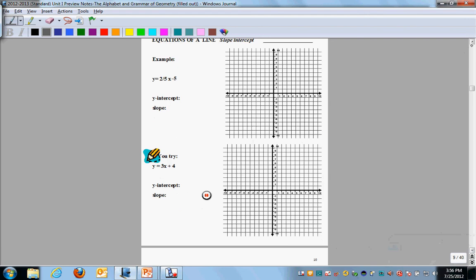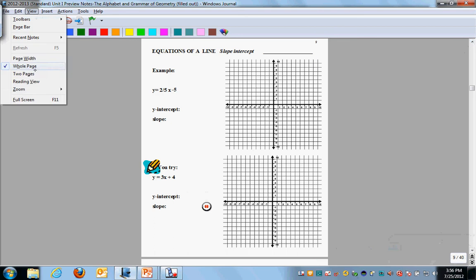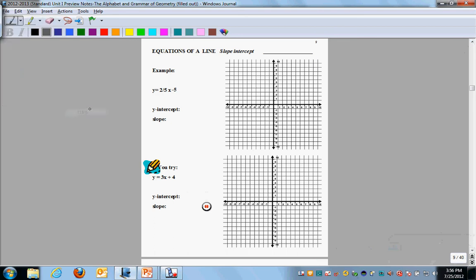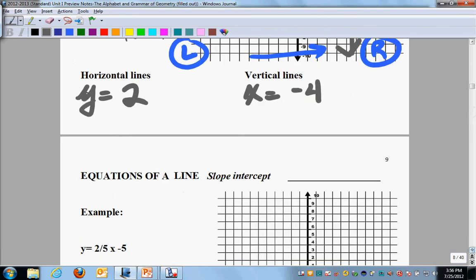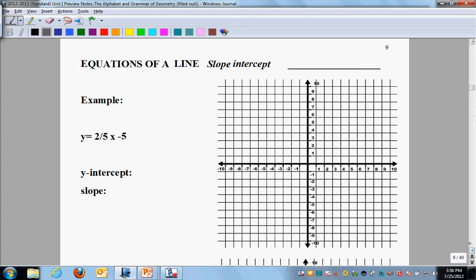We're going to start by reviewing the most important style of graphing, which is the slope-intercept form of graphing of a line. You are familiar with this because it's called y equals mx plus b. In this case, the m is the slope, and the b is what's called the y-intercept. That's where it crosses the y-axis.